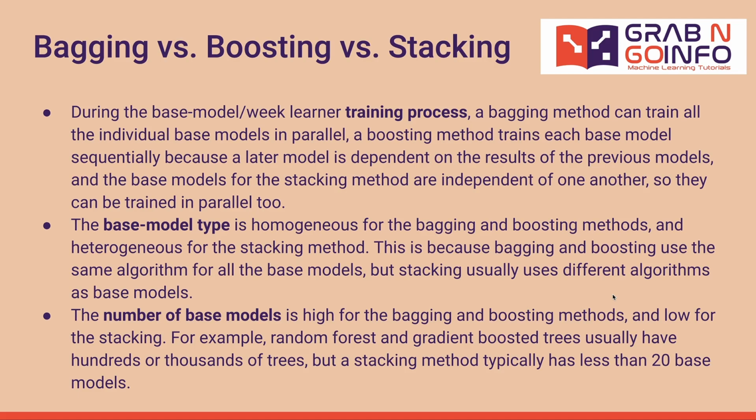This is because bagging and boosting use the same algorithm for all the base models, but stacking usually uses different algorithms as base models. The number of base models is high for the bagging and boosting methods, and low for the stacking. For example, random forest and gradient boosted trees usually have hundreds or thousands of trees, but a stacking method typically has less than 20 base models.